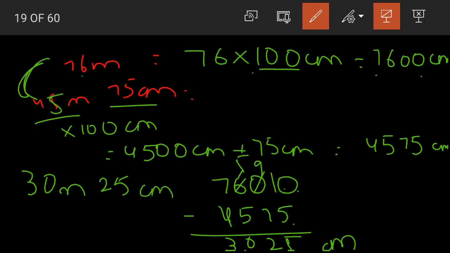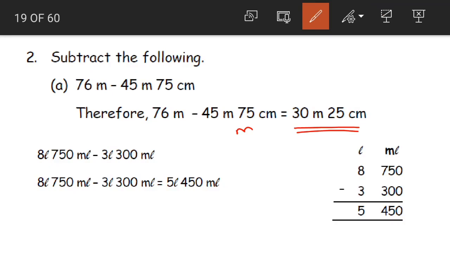Yes, children. So this is how you subtract the different units of measurement. Coming to another example, 8 liters 750 milliliters minus 3 liters 300 milliliters.